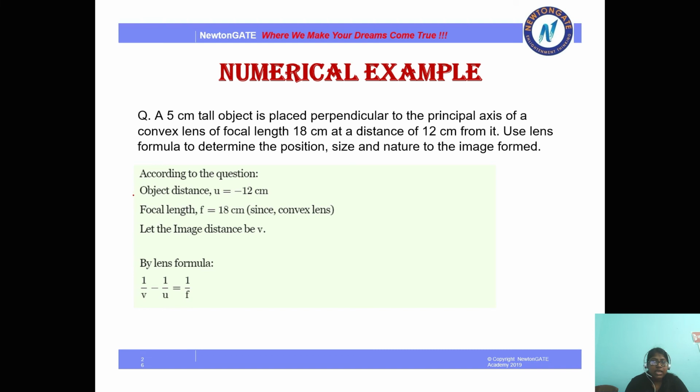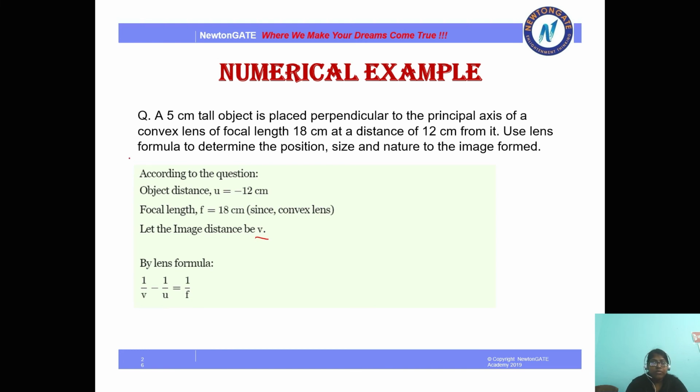So what I am asking, I am providing you with the object distance and the focal length. These are the two things I have provided, and also the size of the object, 5 cm. Now I am asking to find out the position. So the first thing we need to find out is v. After that we need to find out the size and nature as well. Okay, let us start one by one. Let us try to find out the v first.